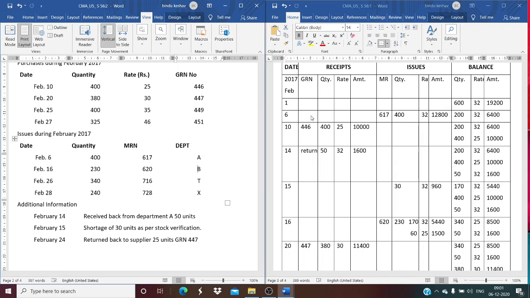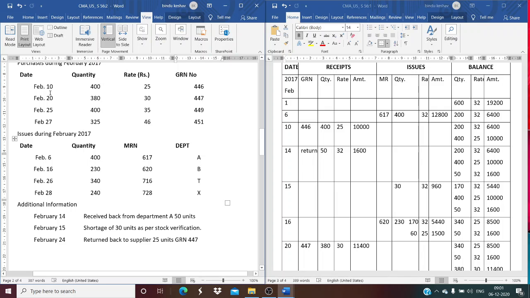So on 6th February, issues 400 units. The material requisition number is 617, that's written in MR column, and 400 units are issued. There is only one lot available, so it is taken from that. 400 units at rupees 32, 12,800. The balance will be 600 minus 400 units, 200 units at rupees 32, that is 6,400.